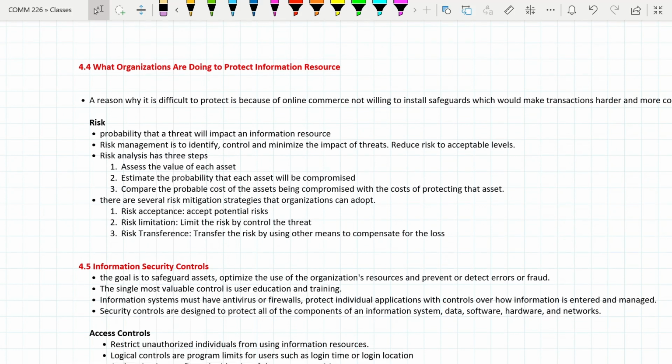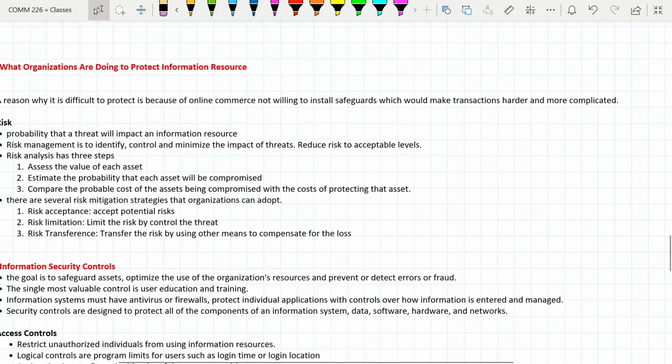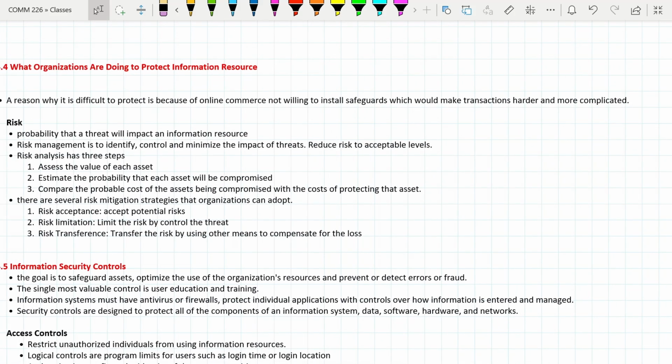4.4 What organizations are doing to protect information resources. A reason why it is difficult to protect is that online commerce is not willing to install safeguards. They don't want to do this because it would make transactions harder and more complicated, which could decrease sales.